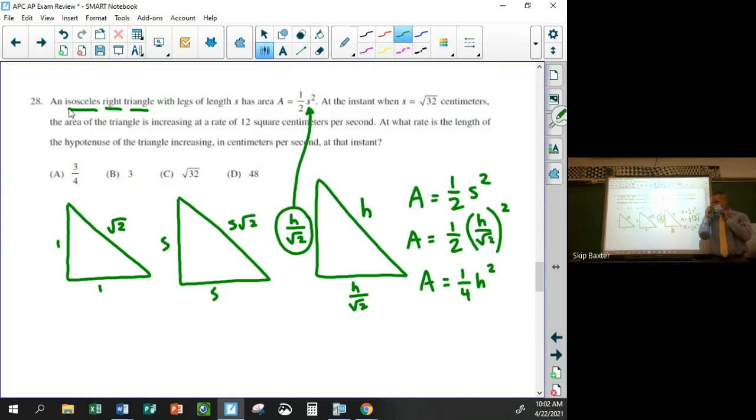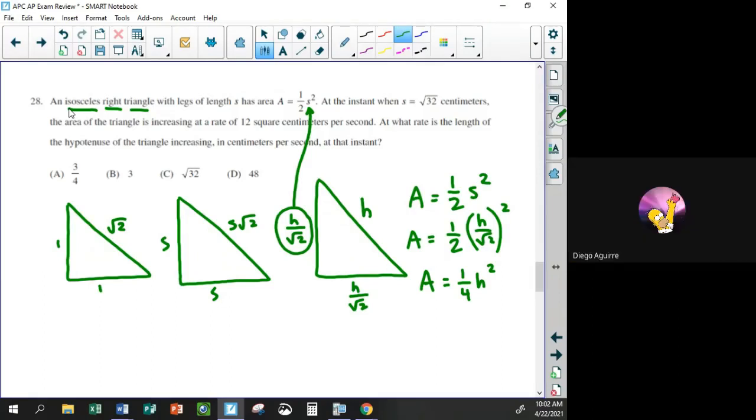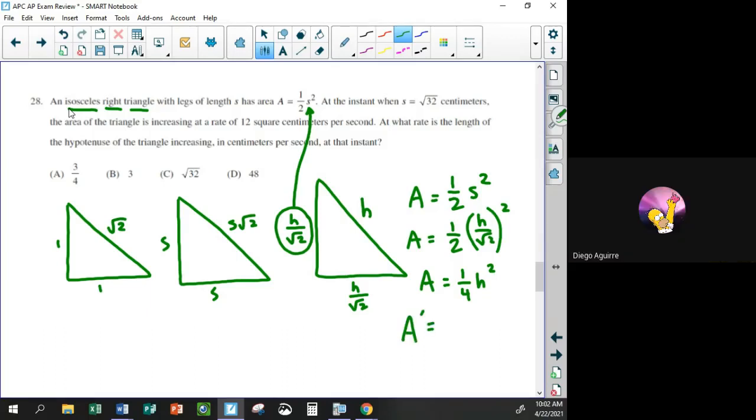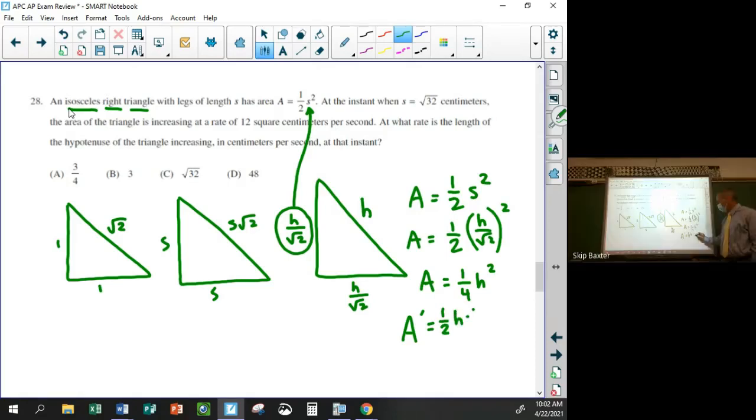So where do I go from here? What do I write next? Oh, wouldn't you differentiate A is equal to 1/4 H squared? Yeah, what do you get? You get 1/2 H times H prime. Yeah. Okay. So I know what A prime is.